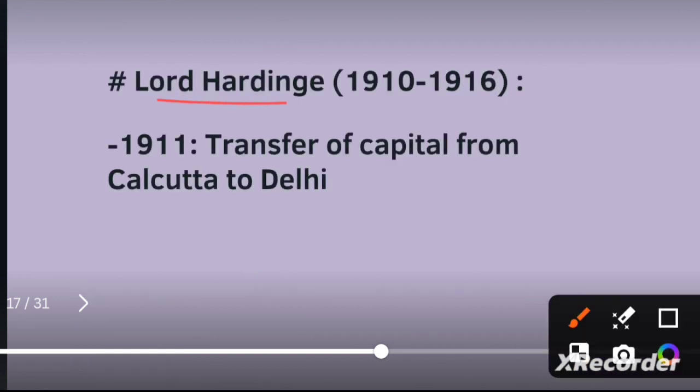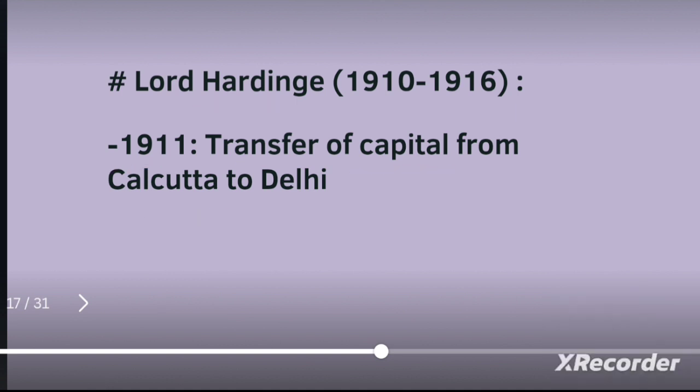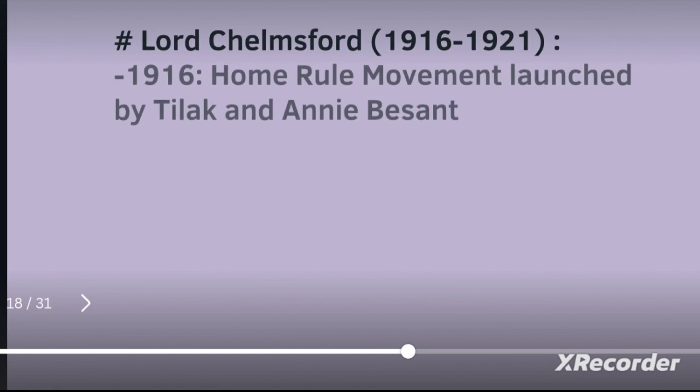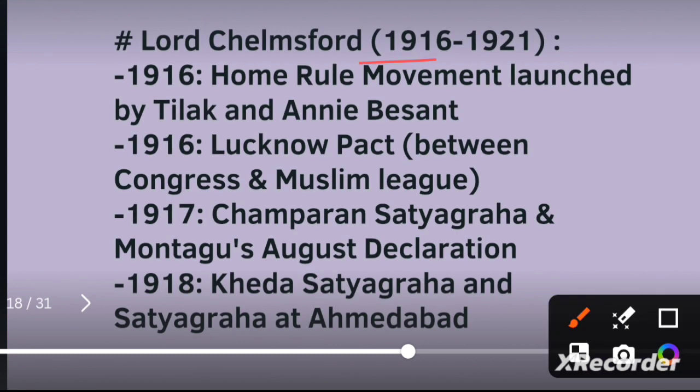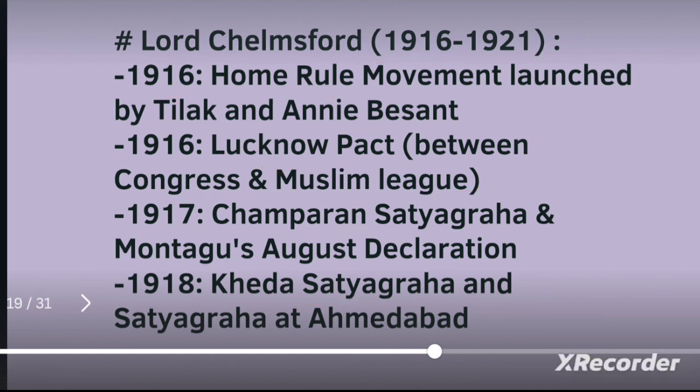Lord Hardinge, 1910 to 1916. 1911, transfer of capital from Calcutta to Delhi. Lord Chelmsford, 1916 to 1921. 1916, Home Rule Movement launched by Tilak and Annie Besant. 1916, Lucknow Pact between Congress and Muslim League. 1917, Champaran Satyagraha and Montagu August Declaration. 1918, Kheda Satyagraha and Satyagraha at Ahmedabad.